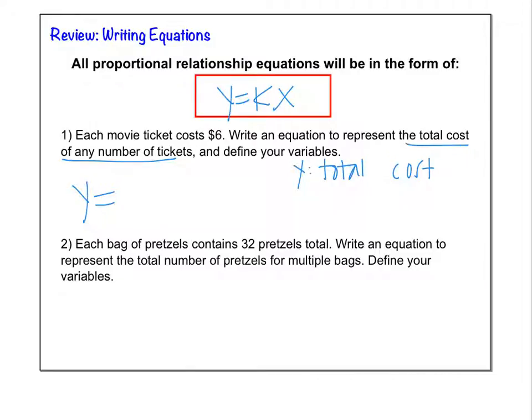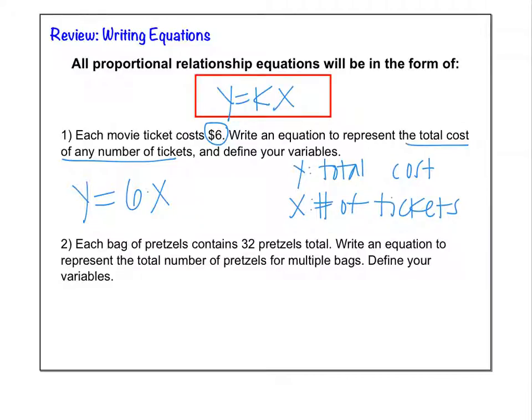Well, then think, how do I get my total cost? And by doing that, I take the price of one ticket, 6, and multiply it by the number of tickets. So I need a variable x, and x would represent the number of tickets that I purchased. And we're done.